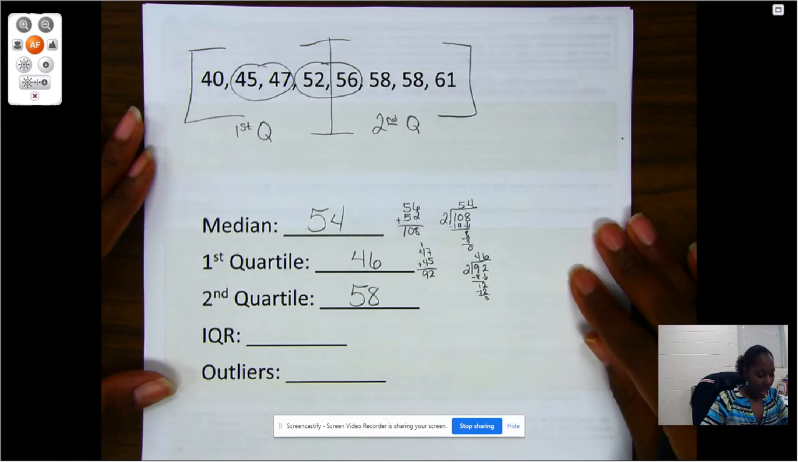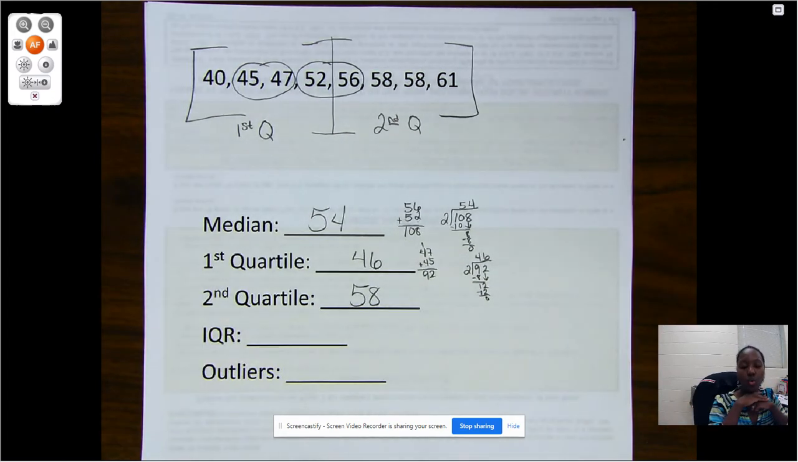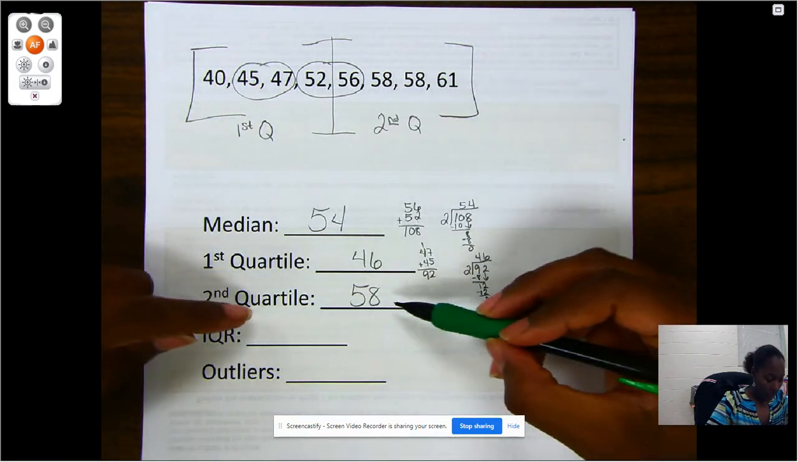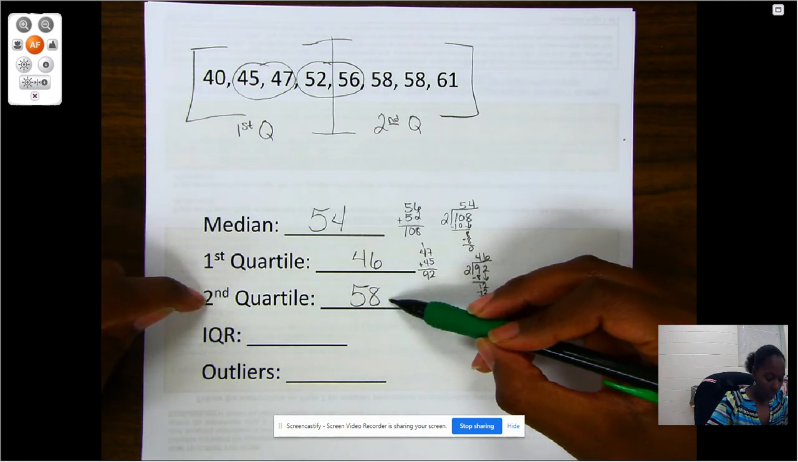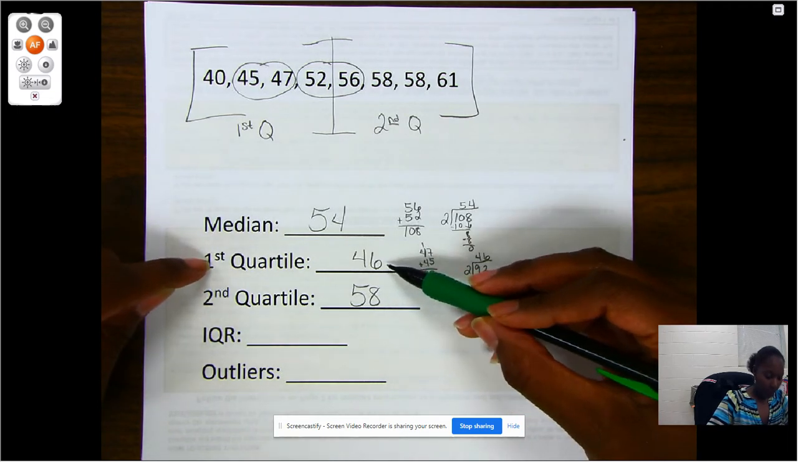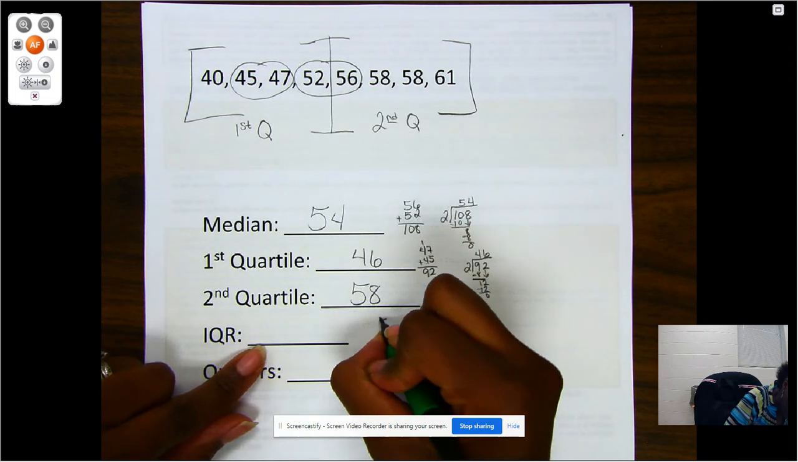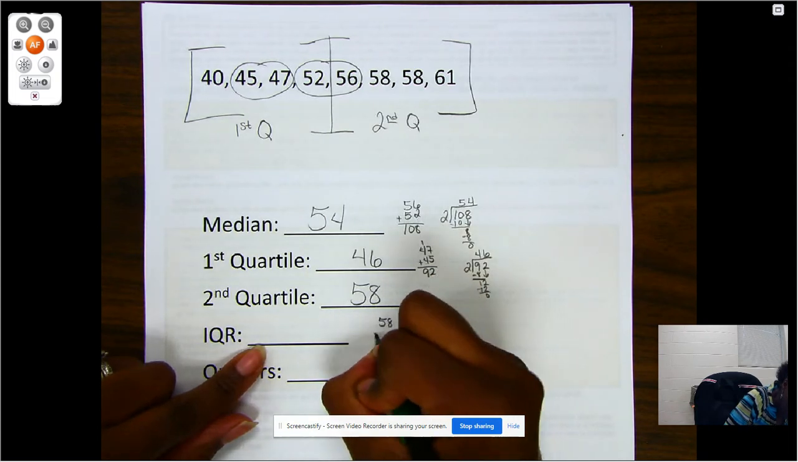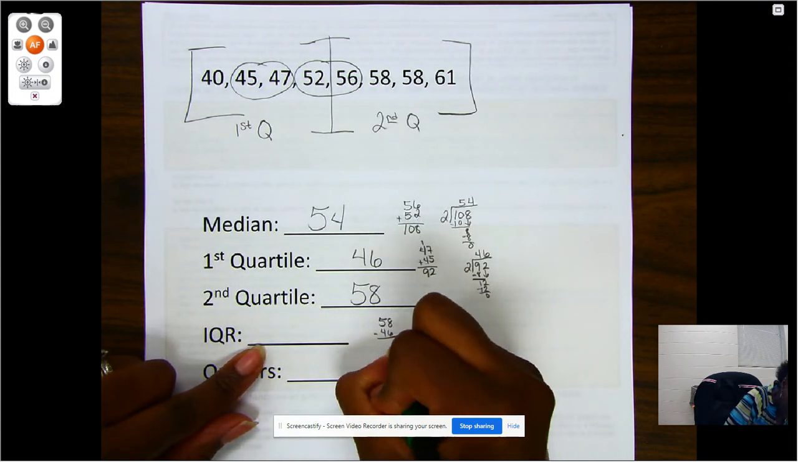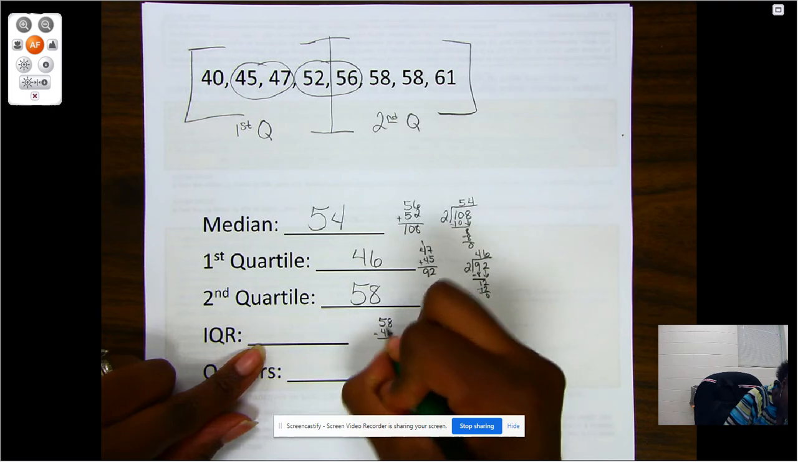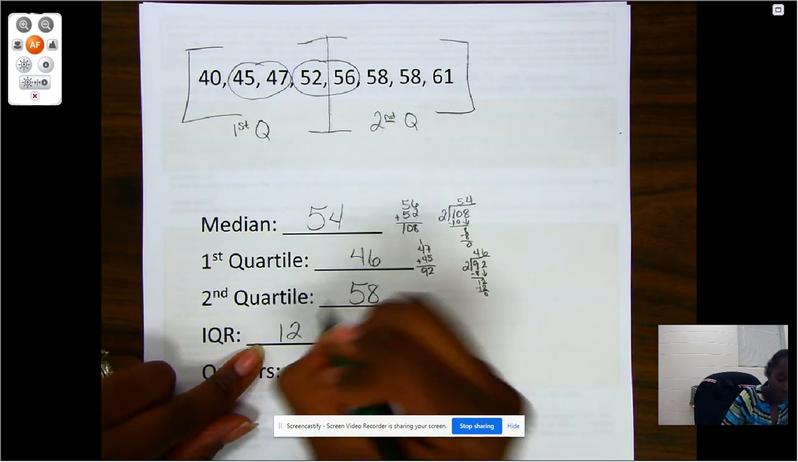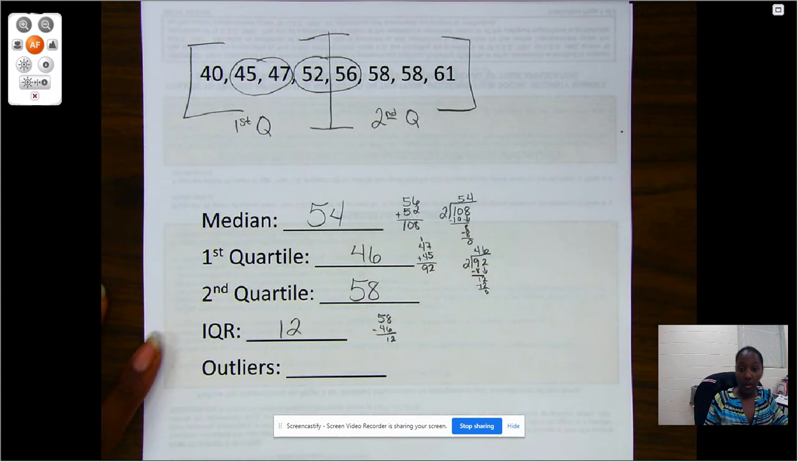All right, how do I get the IQR? The IQR is the interquartile range. Well, you're going to take your second quartile and subtract it from your first quartile. So you're going to do 58 minus 46. So 6, 7, 8. So our interquartile range is 12.